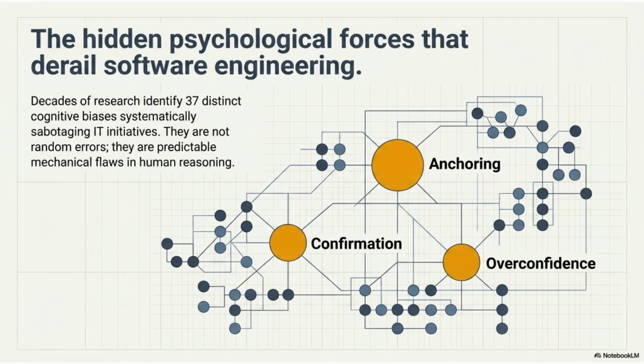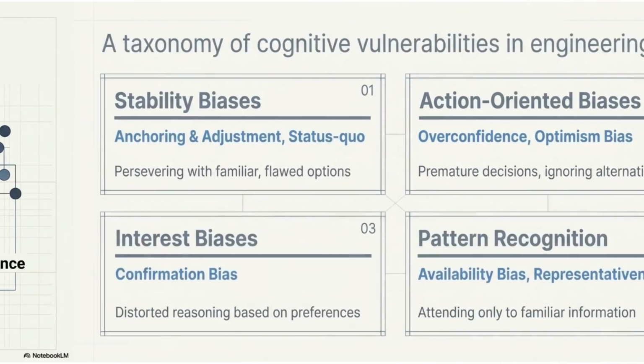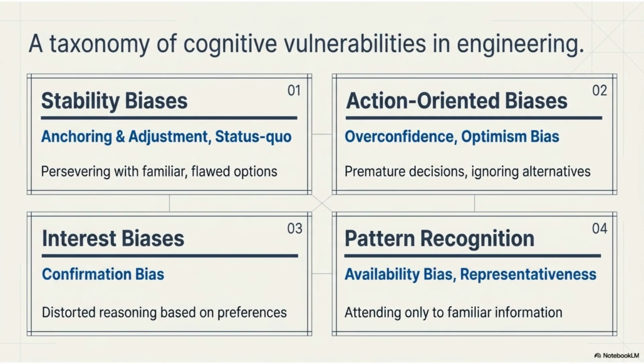Hidden psychological forces can derail software engineering. Research identifies 37 distinct cognitive biases, such as anchoring, confirmation, and overconfidence, that systematically sabotage IT initiatives. These are predictable flaws in human reasoning. Cognitive vulnerabilities in engineering include stability, action-oriented, interest, and pattern recognition biases. These lead to persevering with flawed options, premature decisions, distorted reasoning, and focusing only on familiar information.